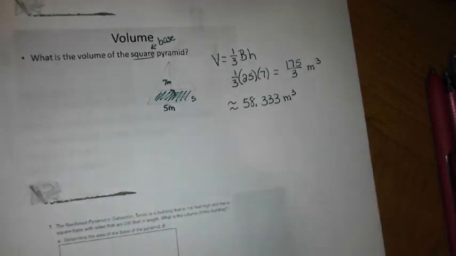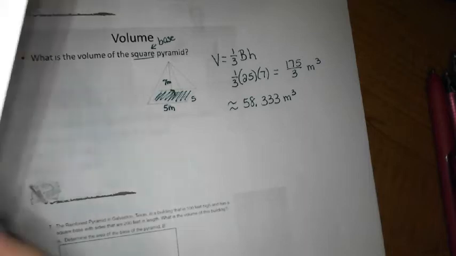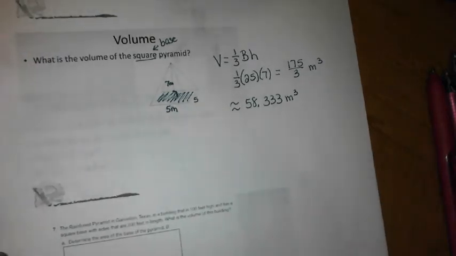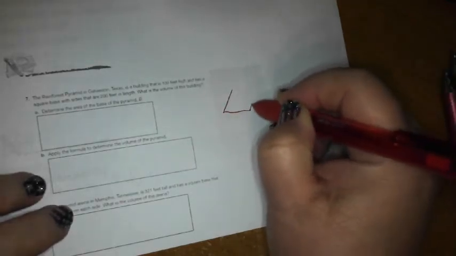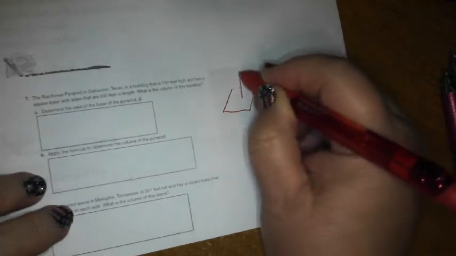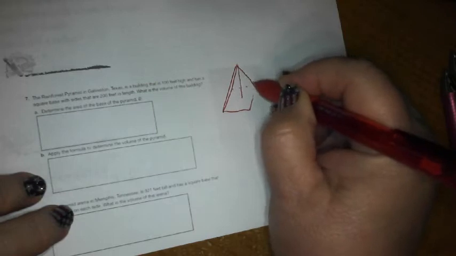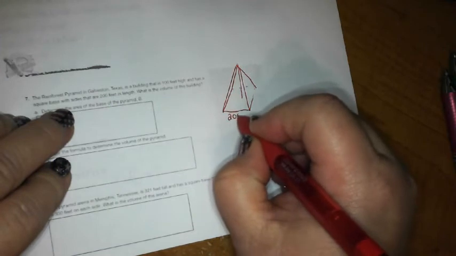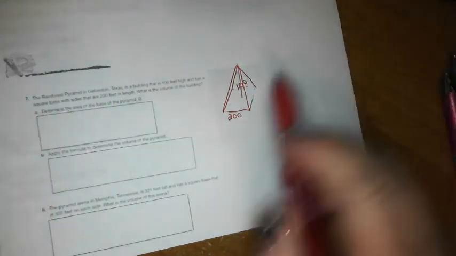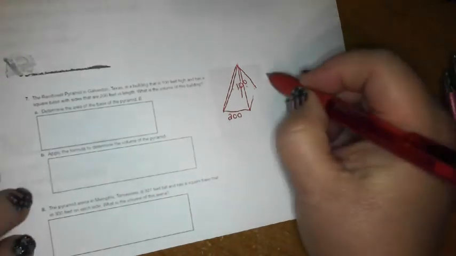Next up, they're asking us about the Rainforest Pyramid in Galveston, Texas. It's a building that's 100 feet high, has a square base with sides that are 200 feet. So this is basically the same question we just finished. We've got a square pyramid. The base edges are 200 and the height was 100. So we would solve this exactly the same way we did the other.